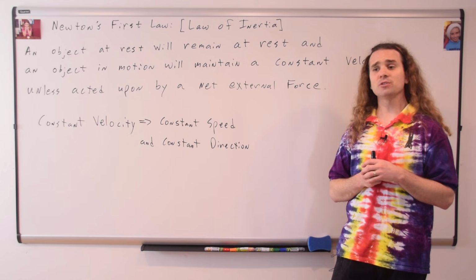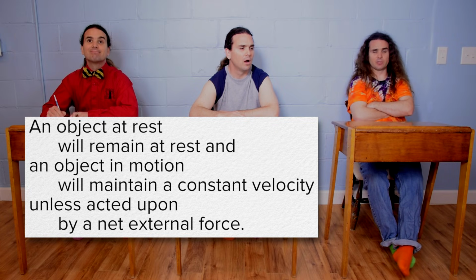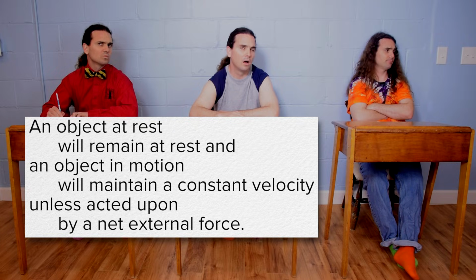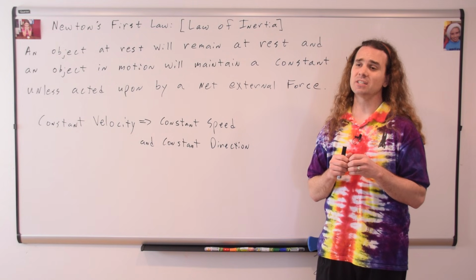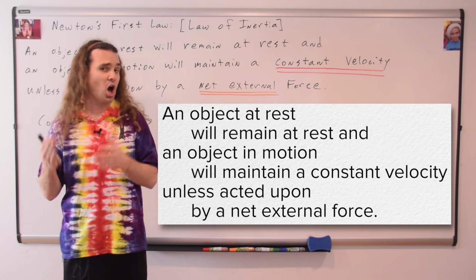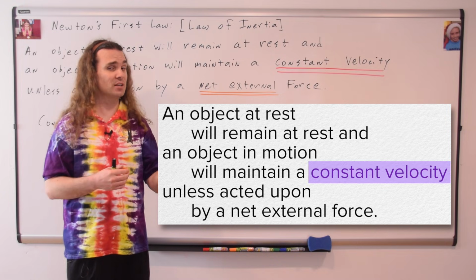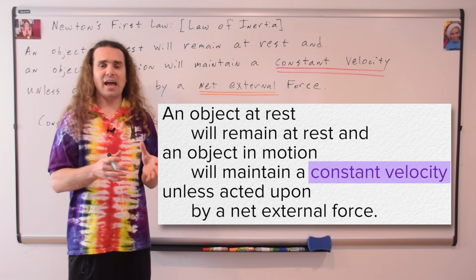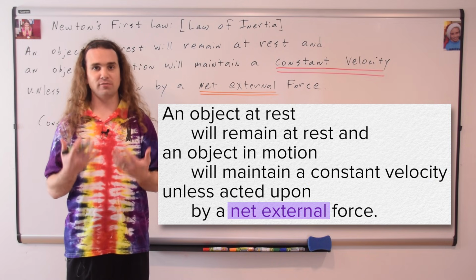Bo, please say Newton's first law for me one last time. An object at rest will stay at rest, and an object in motion will stay in motion unless acted upon by a force. Thank you, Bo. You just made the 2 most common mistakes students make when stating Newton's first law. Students often forget that an object in motion will maintain not just motion, but rather a constant velocity, and it's unless acted upon by not just a force, but rather a net external force.